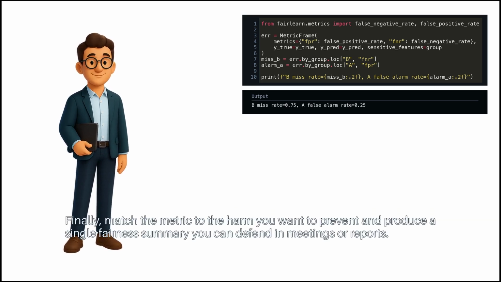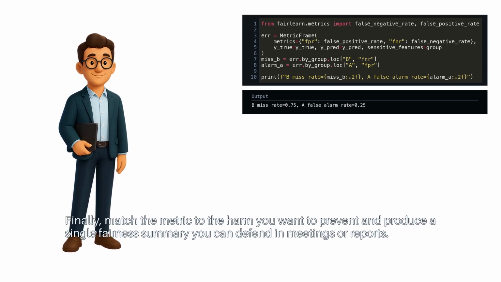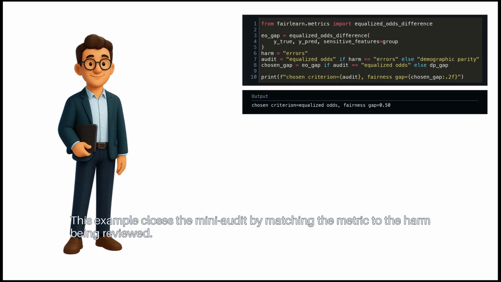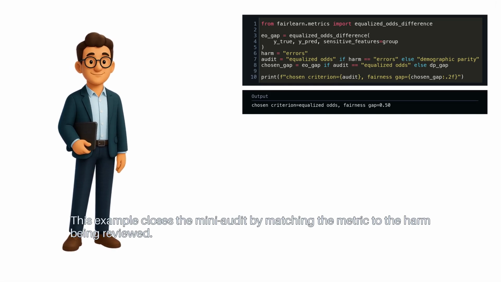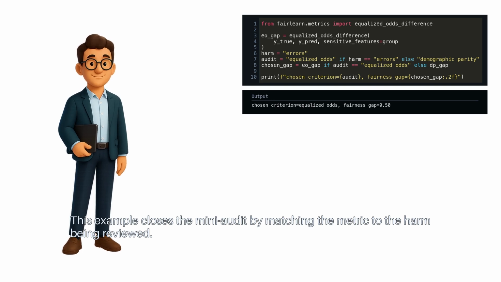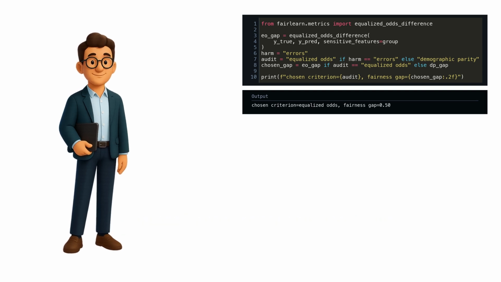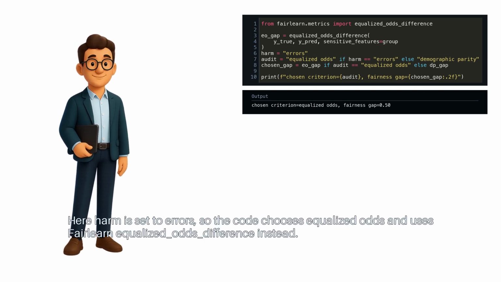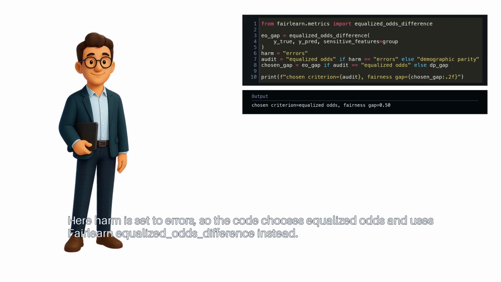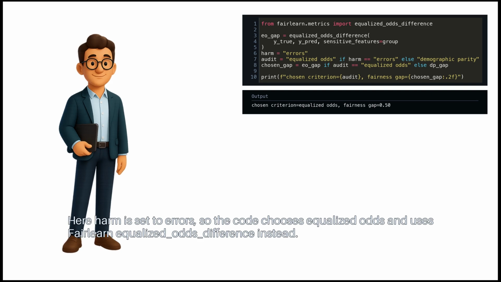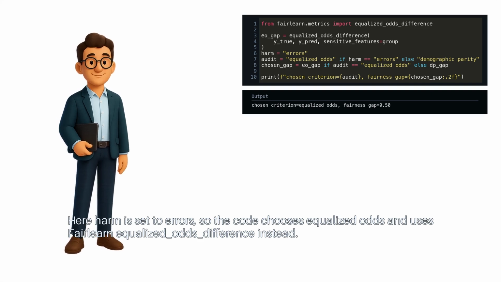Finally, match the metric to the harm you want to prevent and produce a single fairness summary you can defend in meetings or reports. This example closes the mini audit by matching the metric to the harm being reviewed. If the concern is unequal access, DP gap from Fairlearn demographic parity difference is the natural summary. Here, harm is set to errors, so the code chooses equalized odds and uses Fairlearn equalized odds difference instead.